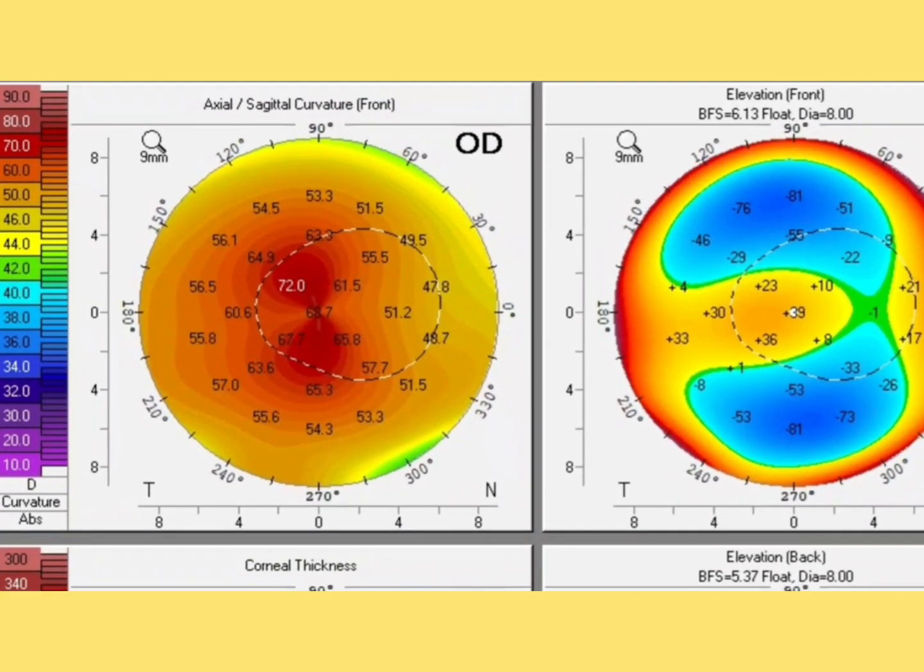Then if you see this elevation front map, the corresponding point of the thinnest local is 39, where it should be less than plus minus 8, and here the central 3 mm area points are more than plus minus 12. It is 55 and 29, so it is abnormal. So these values are indicating that something abnormal is going on in the cornea.